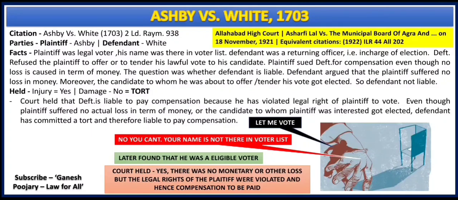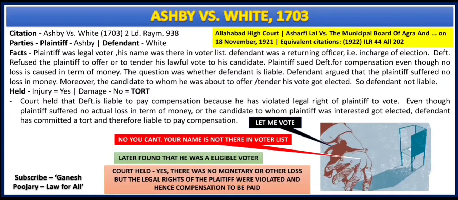There was an election and Ashby was a voter and he came to vote, and White was the polling officer. He said to Ashby, "See, Mr. Ashby, your name is not there in the voter list, so you cannot vote." Now Ashby couldn't vote in that particular election, but whoever he wanted to vote for, that person won the election. That's a different thing. However, Ashby put a case against White.